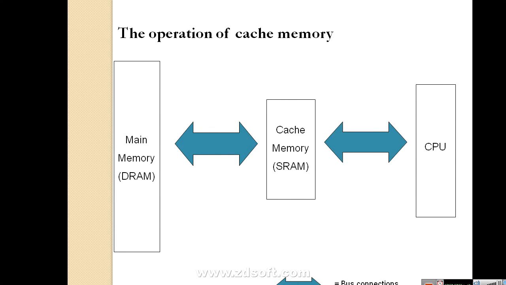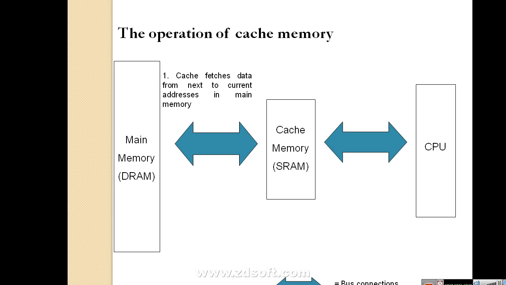The operation of cache memory. So let's talk about it from the block diagram. The cache memory, SRAM, can obtain information from main memory, which is DRAM, and it can also send or share information with the CPU. The arrow mark basically shows the bus connection. As you can see, the cache memory has bus connection with the CPU and main memory both.